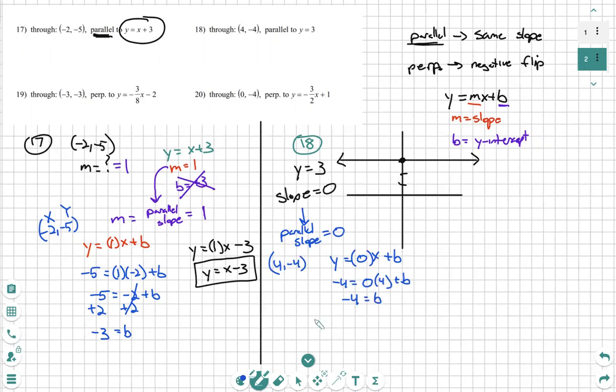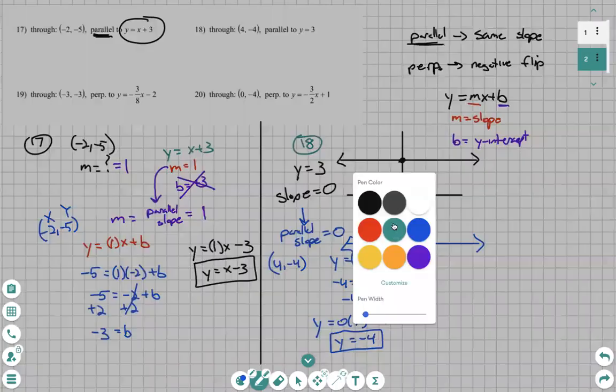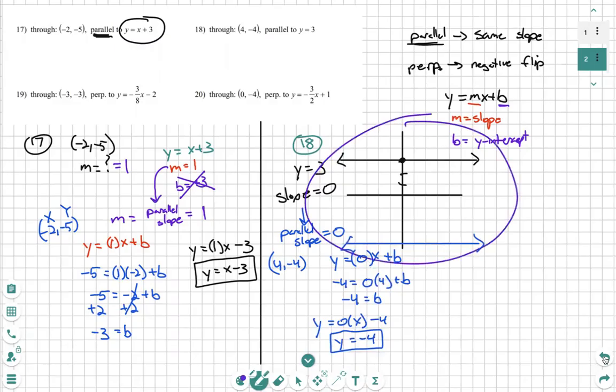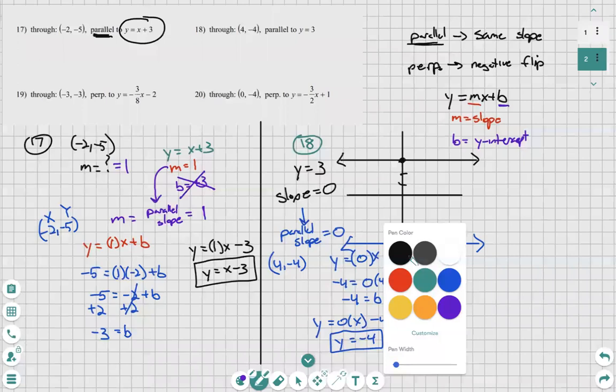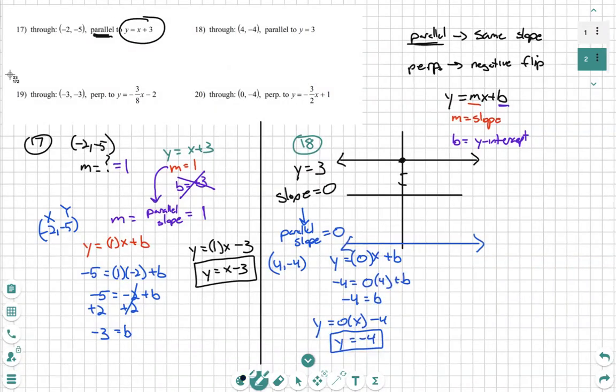We will then rewrite the equation. y equals 0x minus 4. Clean it up. y equals -4. And you can test it by graphing 1, 2, 3, 4. This would be our line right here. Oops. Let's try that one more time. Line right there. And you can see that these two lines are clearly parallel. So that will work for that. Let us move on to the perpendicular lines.